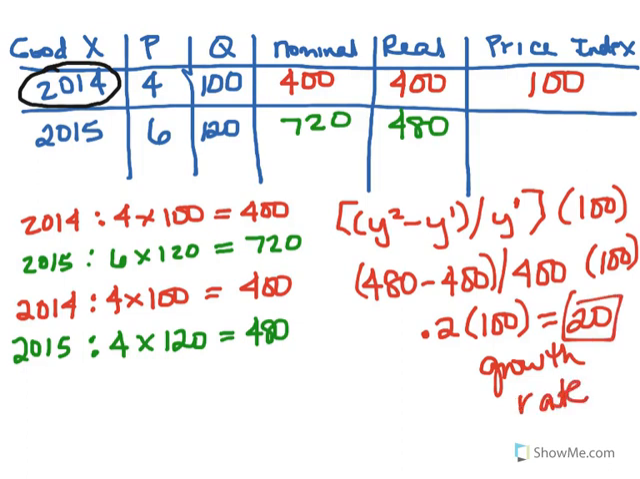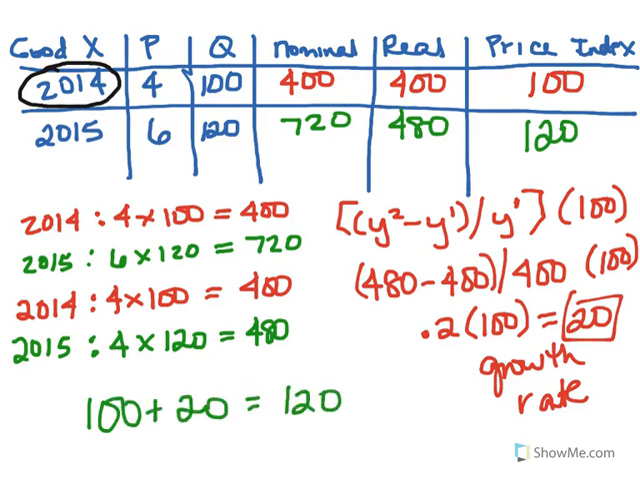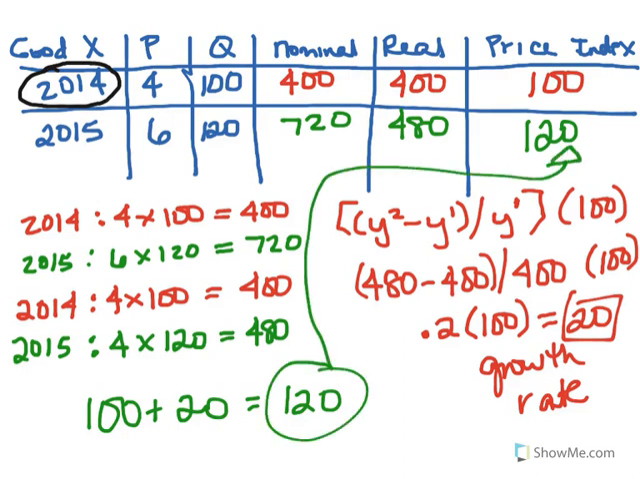And so we add that to 100, so therefore now we know the price index for the year 2015 would be 120, because you would have just taken the value of the price index in the base year, which was 100, and added the growth rate. And that's how we came up with 120, which again ultimately becomes the value of our price index for 2015.